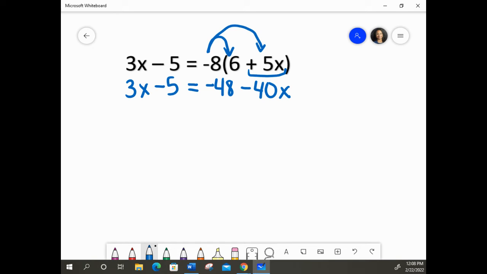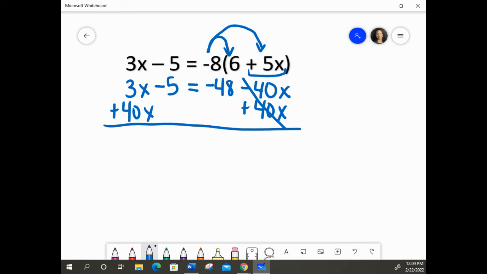So the other option I have is this negative 40x, or this minus 40x. I would have to add 40x on both sides. And if I did that, then I would end up with a positive variable. So because of that, I'm going to stick with my positive variables because that's just what I like to deal with. So I'm going to do a plus 40x here. And whatever you do to one side, you have to do to the other. So plus 40x here.